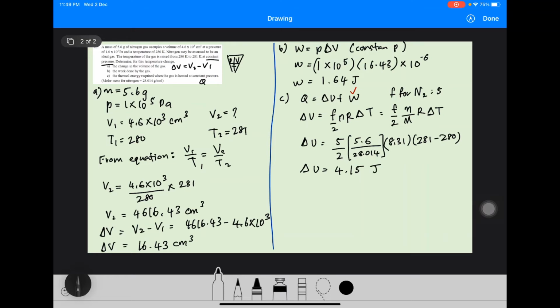Now if I want to find Q, which is equal to delta U plus work, it would be 4.15 plus 1.64. Again, for these two values, if you have a negative value, you have to bring the negative value inside here. So in this case, both of these are positive. The final answer will be 5.79 joule. So that's about it for this tutorial. Thank you.